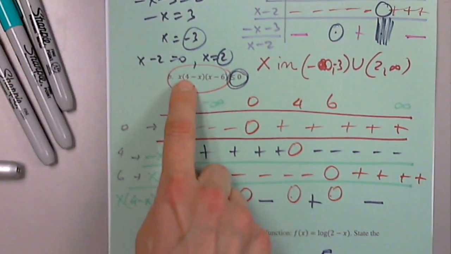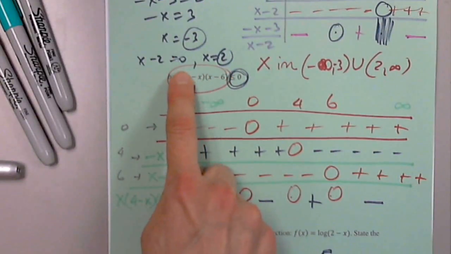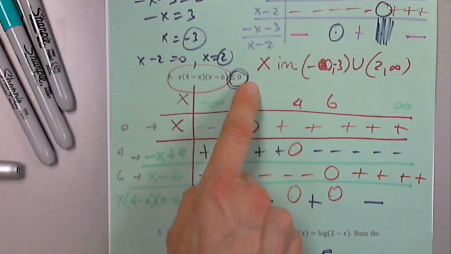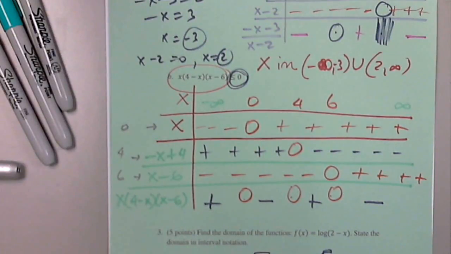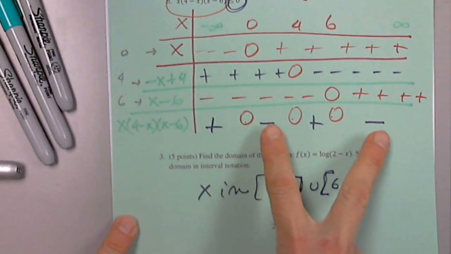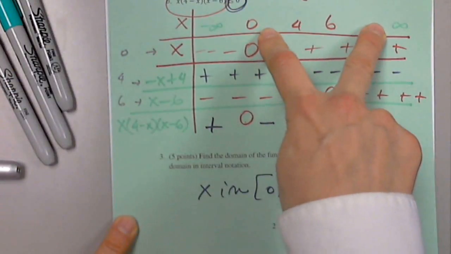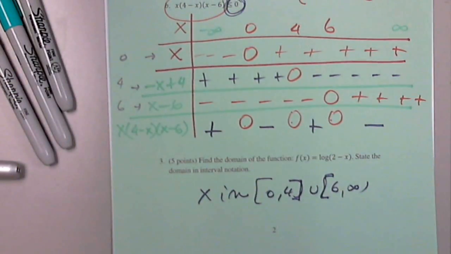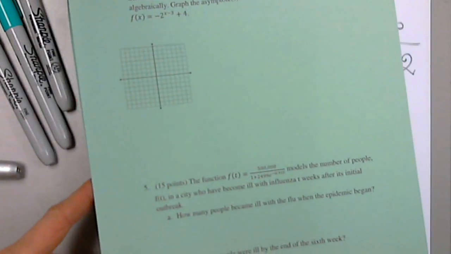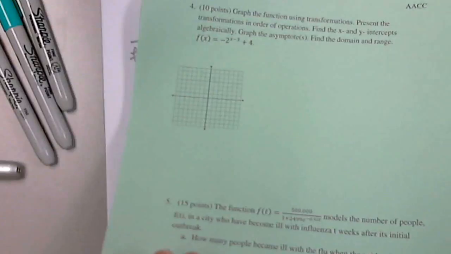But since I want to find x so that the product is less than or equal to 0, it means that I choose x that makes the product negative. So the product is negative here and here, for these values of x: between 0 and 4, union 6 and infinity. Better? Perfect. Okay. This page we cannot do yet.